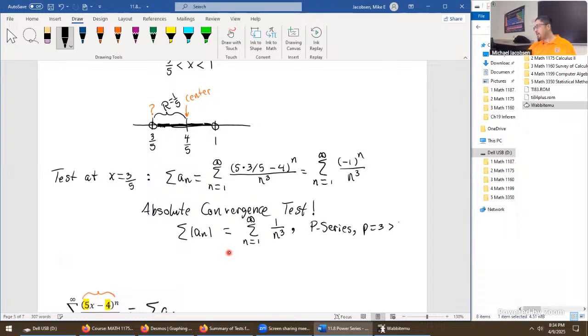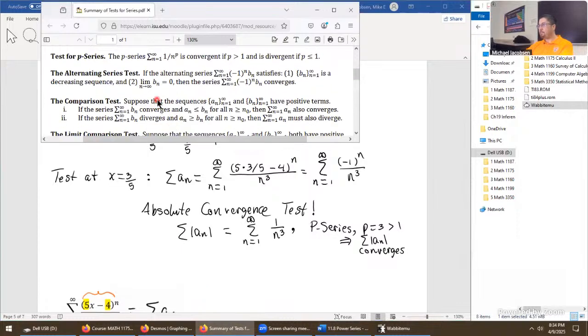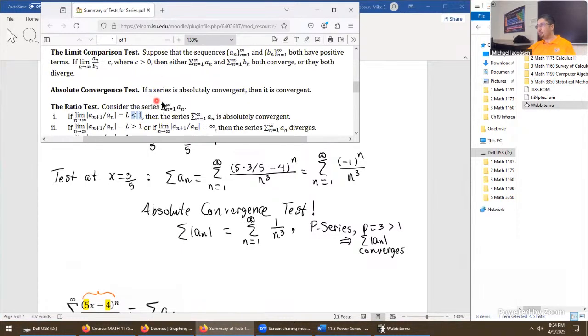P is 3, greater than 1, is conditioned on convergence. So this implies summation a_n converges. Back to the test of absolute convergence, where to go? We just showed the series converges absolutely. There it is, summation a_n in absolute value converging. That means the original thing is, oh, hang on, the original thing is convergent.